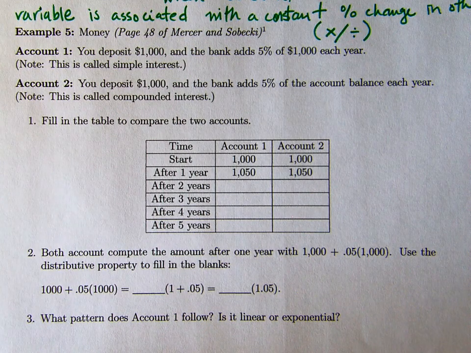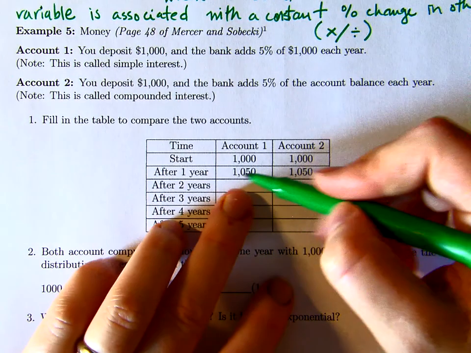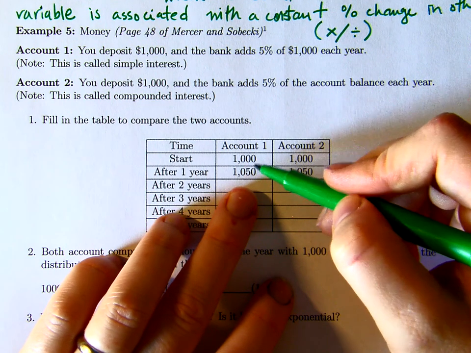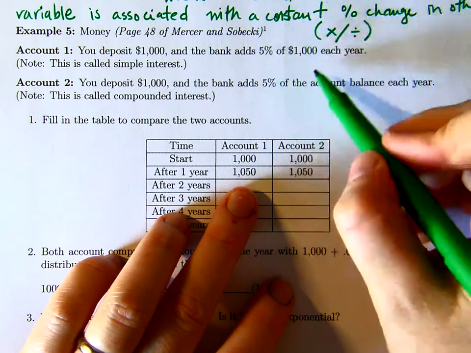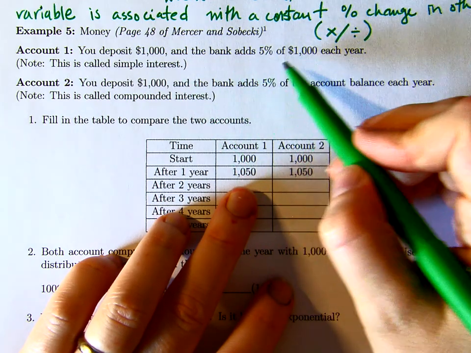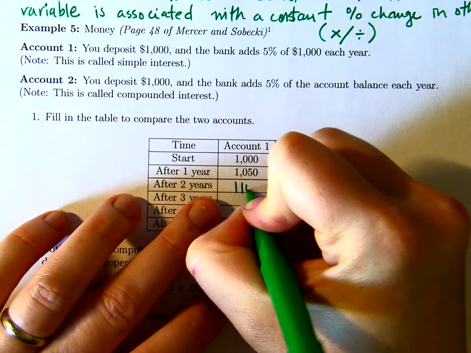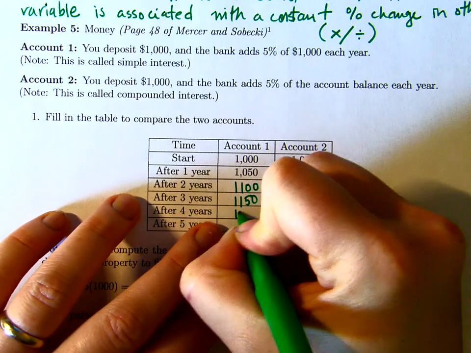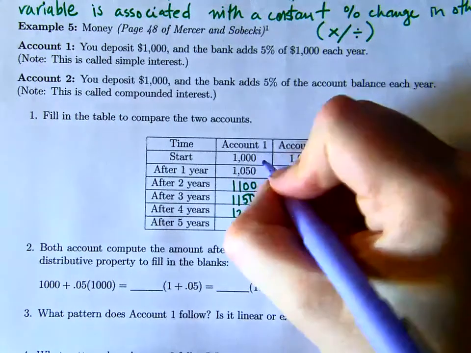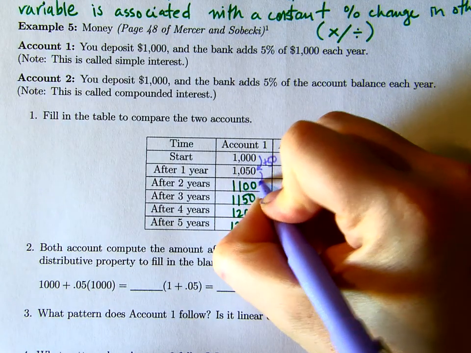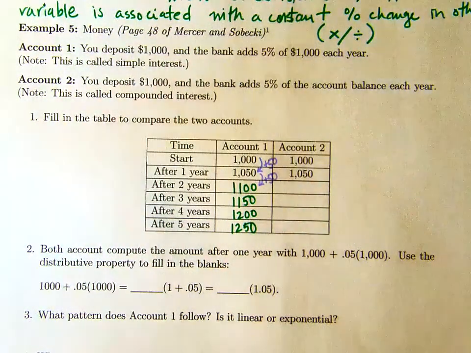Let's see here. I'm going to start with the first account, and it looks like they've already filled in after 1 year. That must mean that 5% of 1,000 is 50, and that is getting added every year. The bank adds this amount each year. So this is going to be easy. Just add 50 every time. 1,100, 1,150, 1,200, 1,250. And this is just a constant add 50 business.